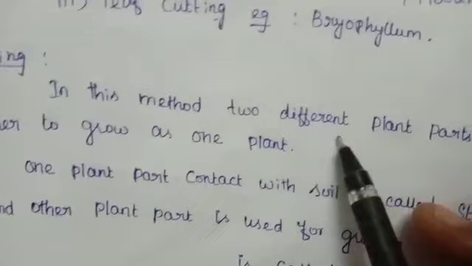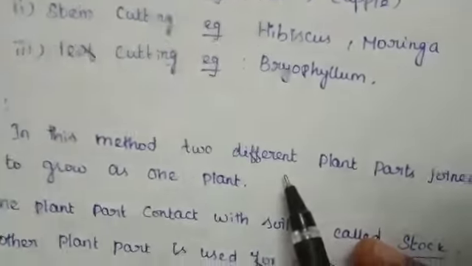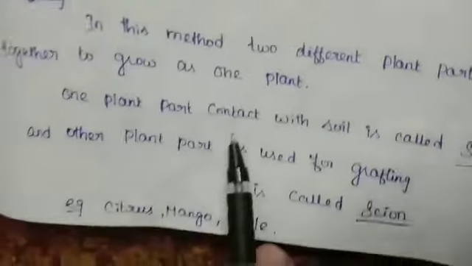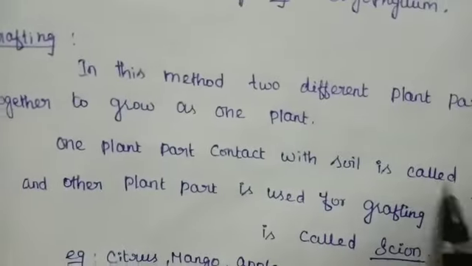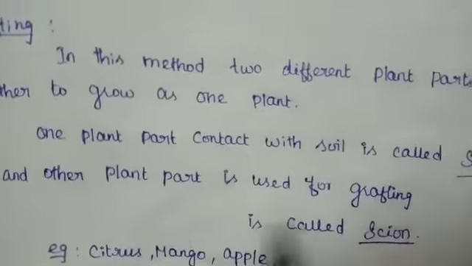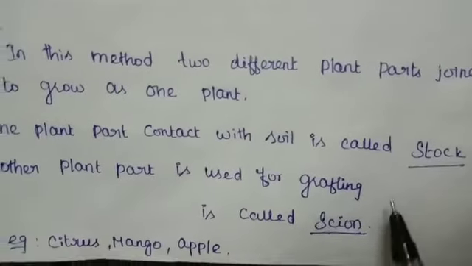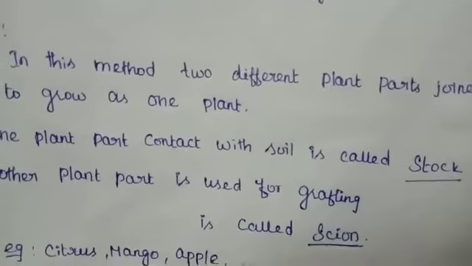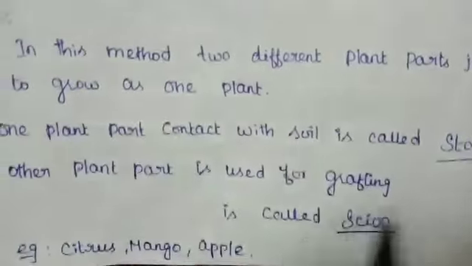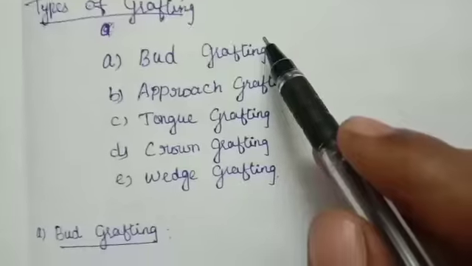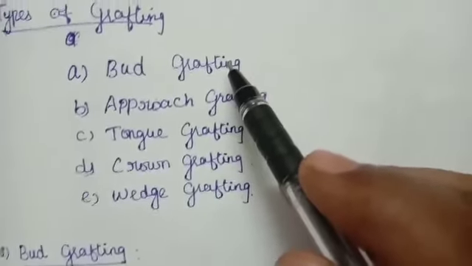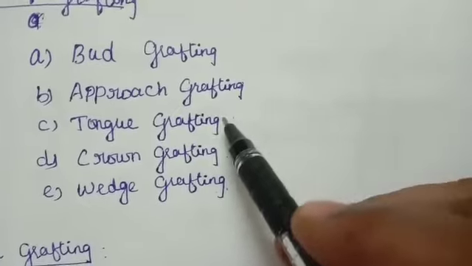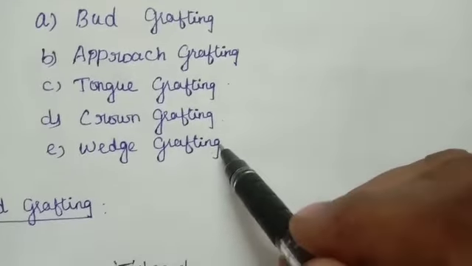Next, grafting. In this method, two different plant parts join together to grow as one plant. The plant part in contact with the soil is called stock. And the other plant part used for grafting is called scion. Example, citrus, mango and apple. There are 5 different methods of grafting: bud grafting, approach grafting, tongue grafting, crown grafting and wedge grafting.